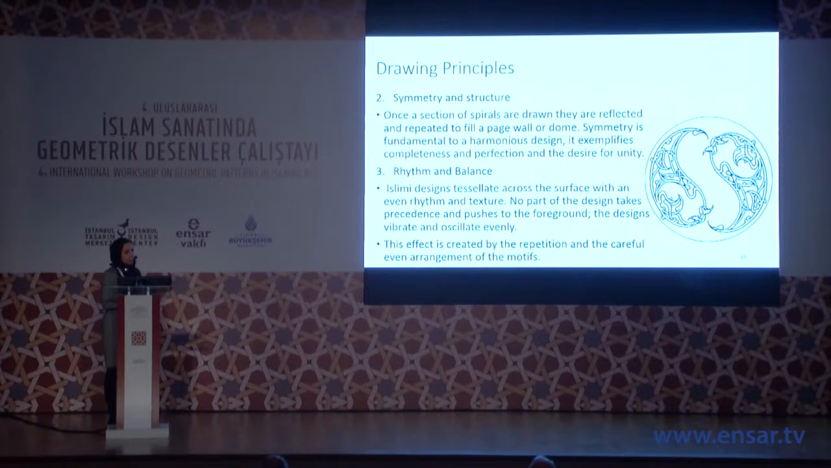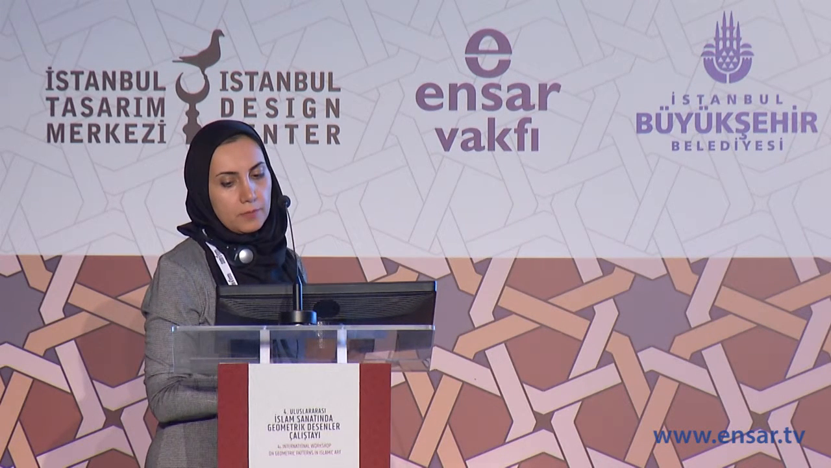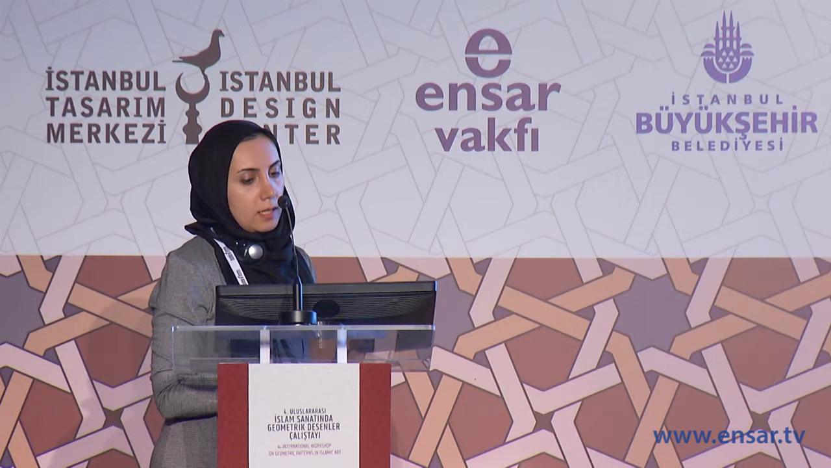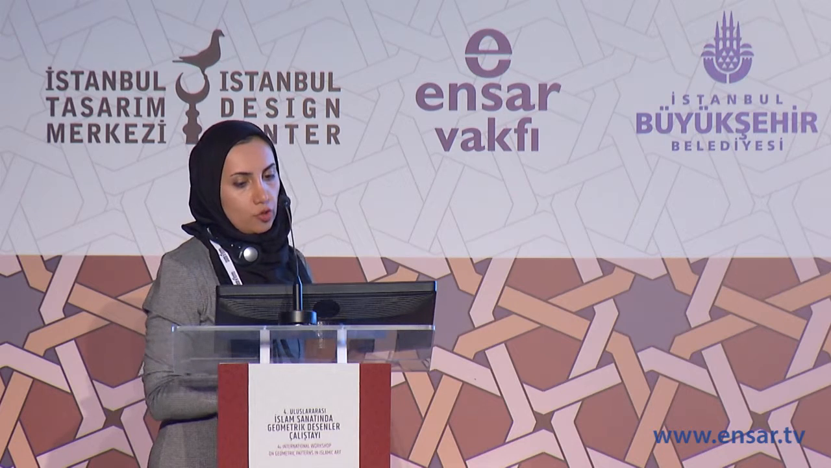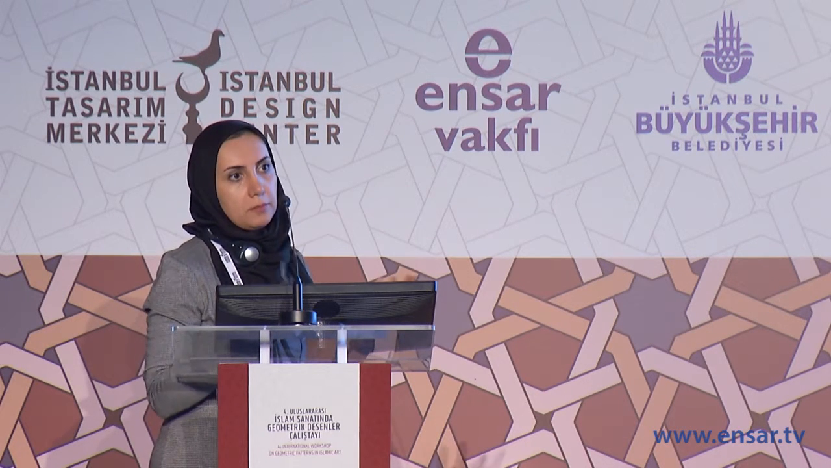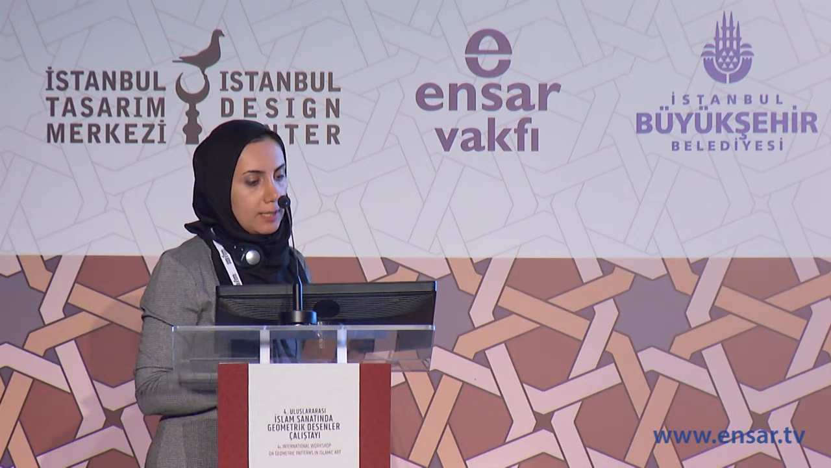The second rule is the symmetry and structure. Most of the time you can distinguish clear symmetry in the drawing of these spirals. As Prof. Majewski explained, you do not need to draw the whole thing. You draw, for example, 1/16 or 1/8 of the whole structure, and then it is repeated and mirrored to fill the whole area that should be covered. For example, in our case, it can be a wall, a dome, or something like that.